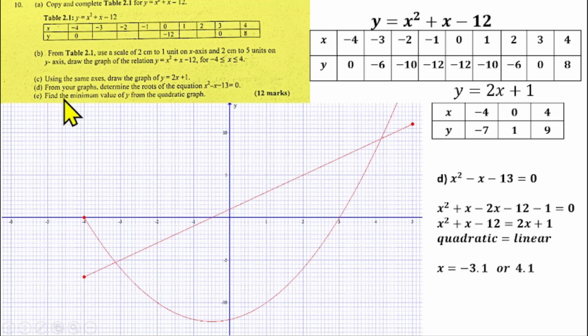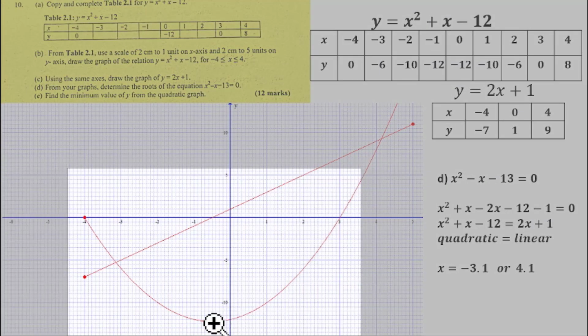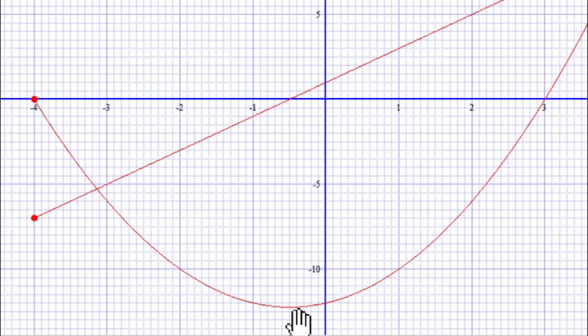10E is we have to find the minimum value of y from the quadratic graph. So the minimum value of y is the turning point where the curve turns. That's the minimum. So if I zoom in on this place, you can see the minimum. That is the turning point of the curve, which is this point here. So you can know the value of y at that point.